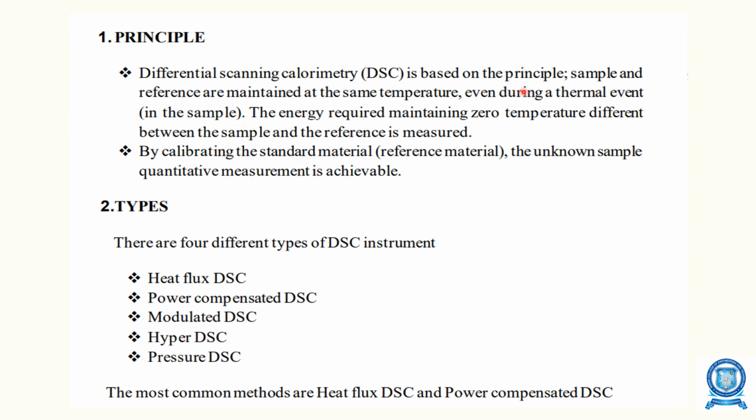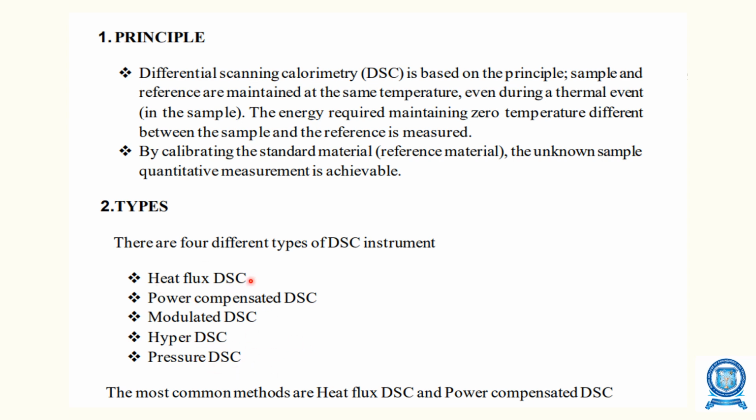Okay, so if the sample is in hot condition, we have to maintain the same temperature. The energy required to maintain zero temperature difference between the sample and the reference is measured. By calibrating the standard materials, we can know how the DSC calculates the absorption. There are four types: the heat flux DSC, power compensated DSC, modulated DSC, hyper DSC, and pressure DSC.